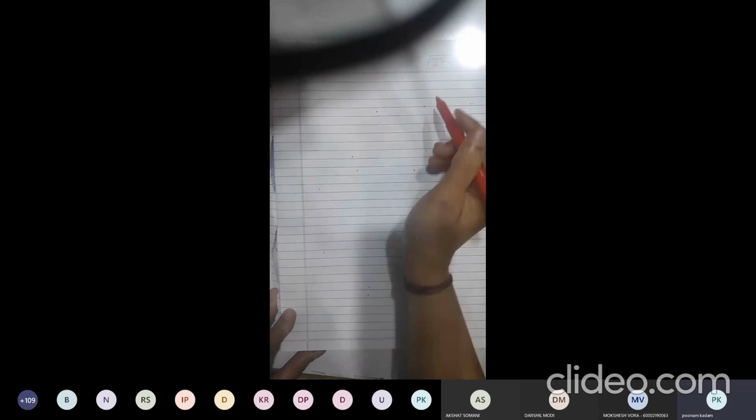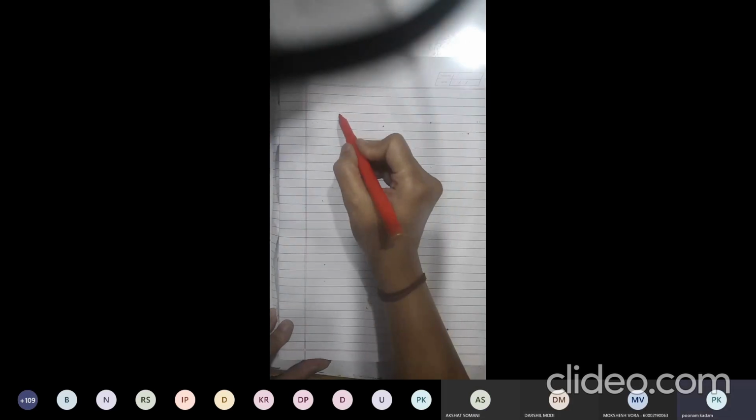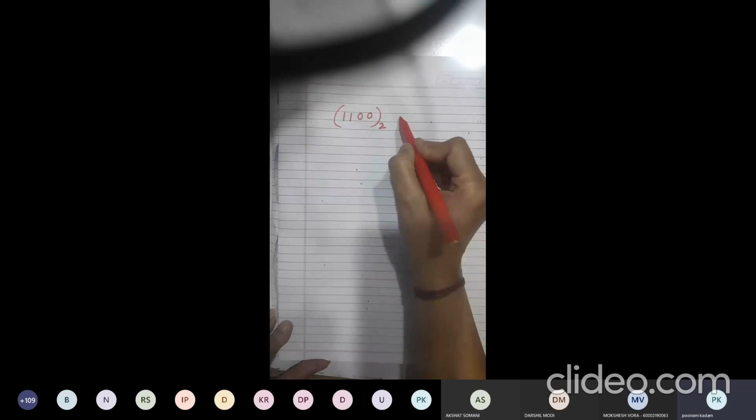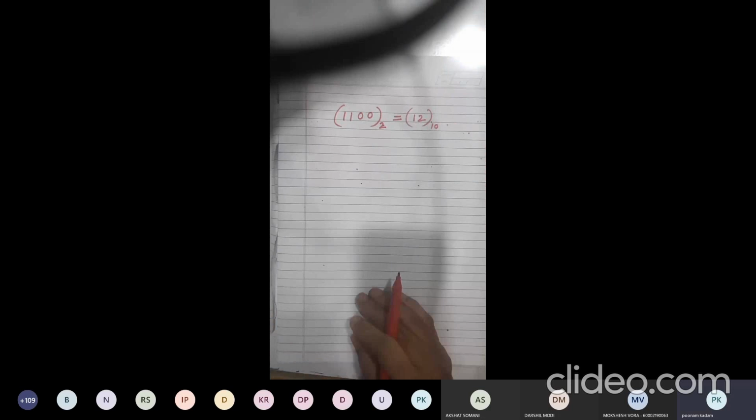Okay, ma'am. So before I start with this BCD code, let us take a few examples of binary representation. I have already explained how to write the value of a binary number, right? I had taken the example of 1100 in binary, and we have seen that this is equal to 12 in decimal, right? I suppose you all know how to convert a decimal number into binary also.